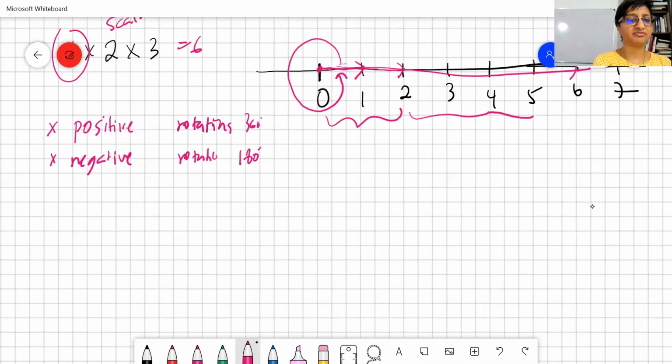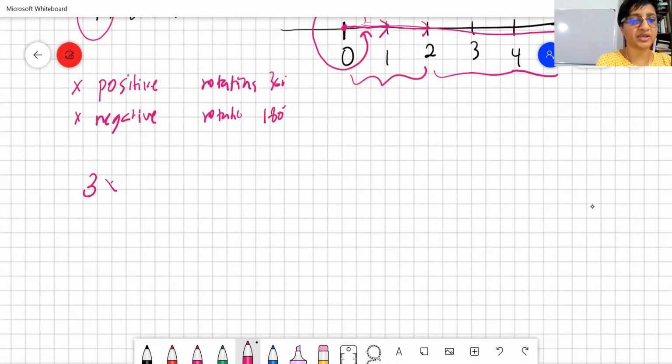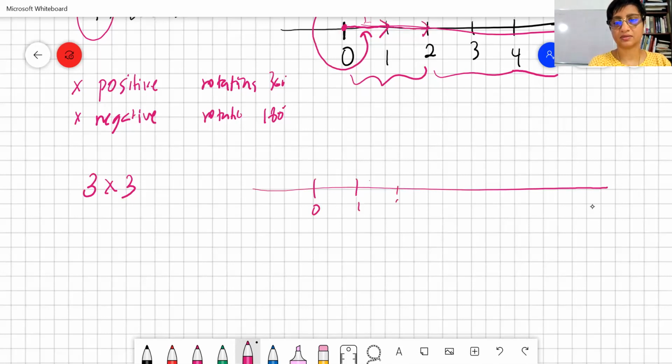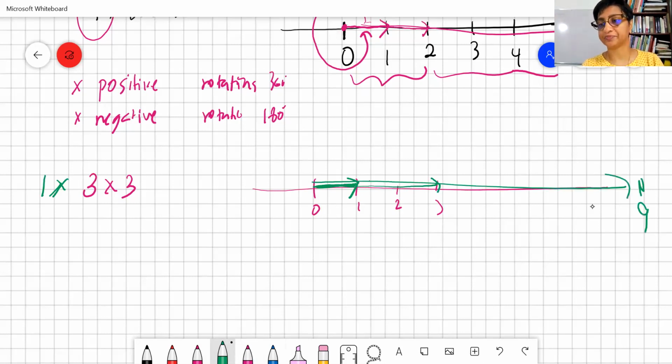Let's take this. If you want to do 3 times 3, you start with 1, you put a 1 here, and you think, okay, I don't have to rotate. I just go to 3, and then I scale 3 times, and I get to 9. I get to 9, right?